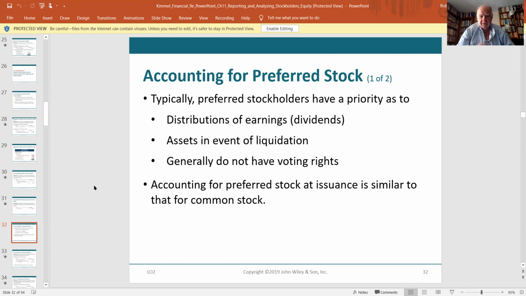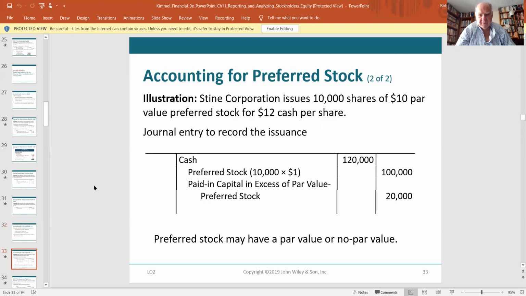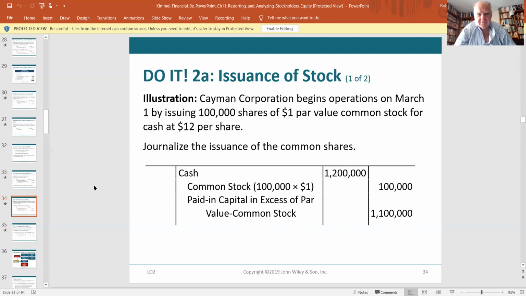Accounting for preferred stock at issuance is similar to that for common stock. You're going to have the same thing. You're going to have the paid-in capital. They issued 10,000 shares of $10 par value for $12. So 10,000 times 10, that's the par value. That becomes your stock line of 100,000. And the difference of $2 times 10,000 is 20,000. That's your credit. The cash is $120,000.